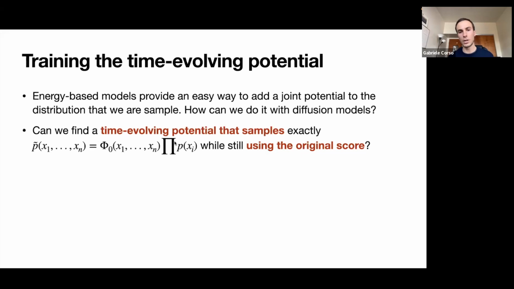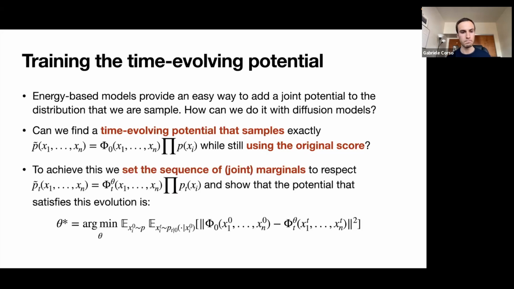In particular, we would like this to still use the original score so that we don't have to retrain a new score model. To achieve this, we don't use what you would have in your normal forward process, or Ornstein-Uhlenbeck process, from this distribution. Instead we set the sequence of joint marginals to respect this distribution, and then we show that the potential that satisfies this evolution through particle guidance is the one that minimizes this objective function.